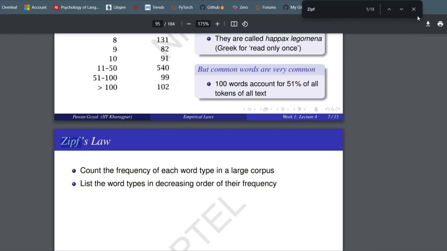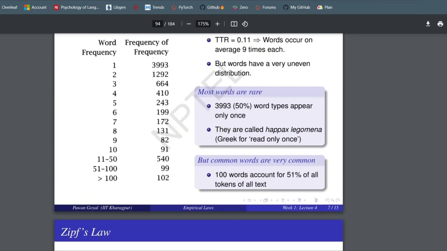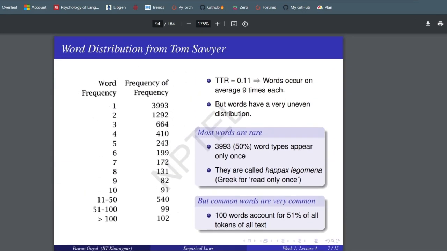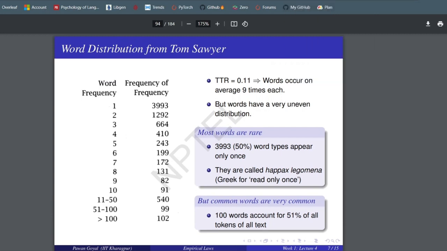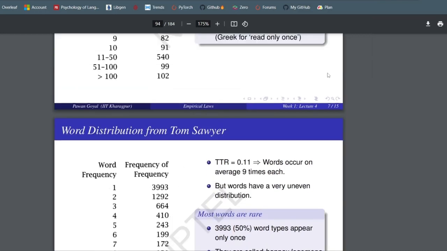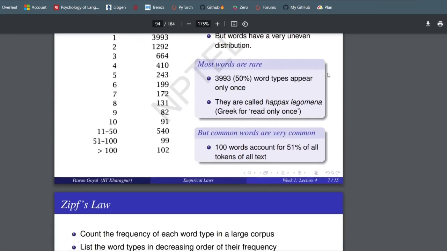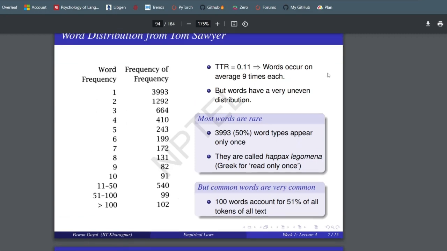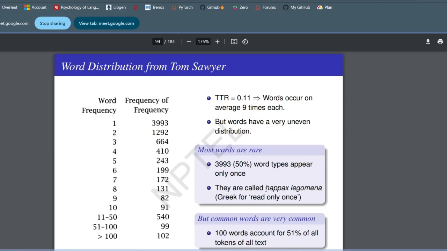I wanted to know how the rank number is assigned. Is it just 1, 2, 3 based on which word appears more frequently, or is there some formula? F into R is equal to K. K is simply a constant, so that is an empirical law. Here the rank would be 1, 2, 3, 4 only.